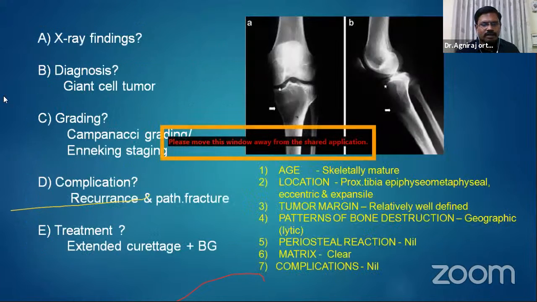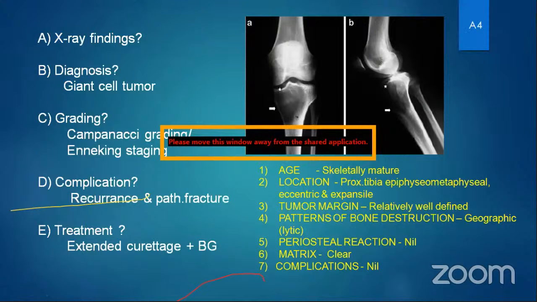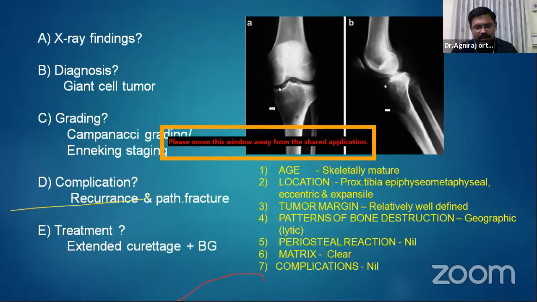So diagnose giant cell tumor, grading, capillary grading, ending stage, and complication, recurrence. Giant cell tumor is one of the more common tumors for recurrence. The treatment of choice is extended curettage and bone grafting. Sir, if you want to add, you can add some points.